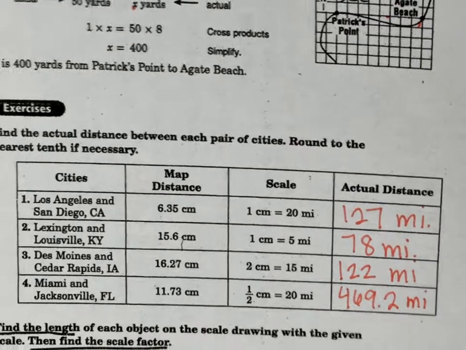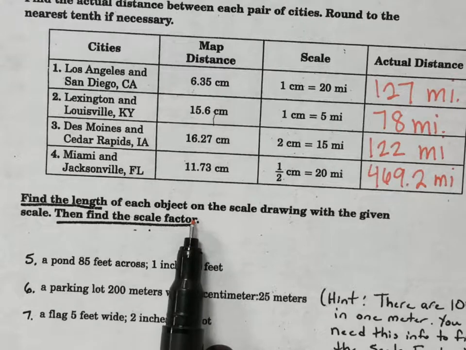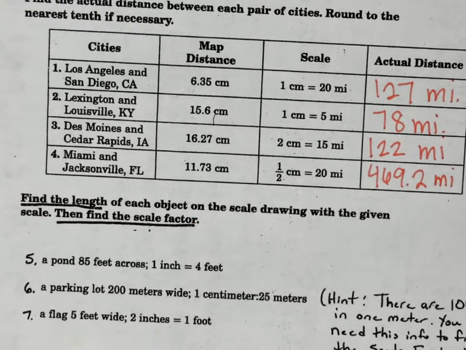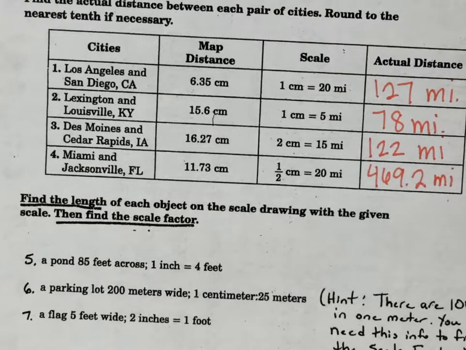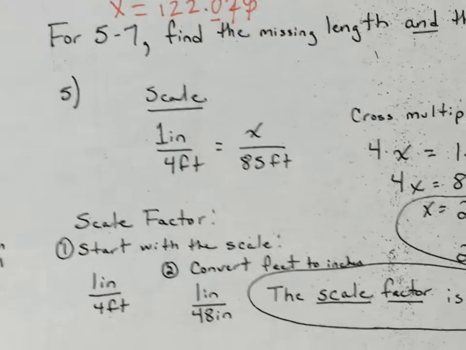Alright, so for numbers 5 through 7, we're finding the length of each object, and then we're also finding the scale factor. So by finding the length of each object, we're going to do exactly what we just did. Set up a proportion and solve for x. And then we also have to find the scale factor. So number 5 is done for me again right here.